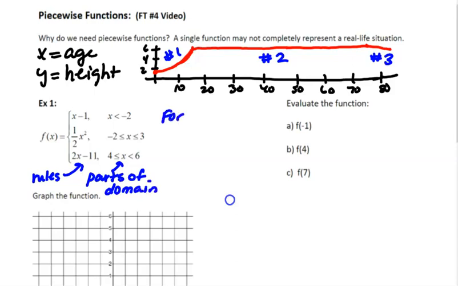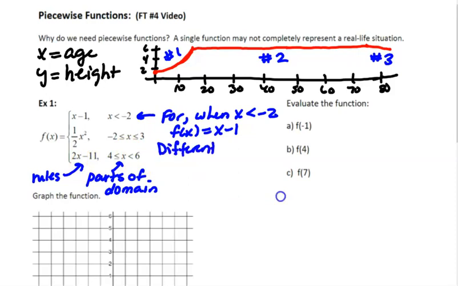So, for example, if we look at the first line, when x is less than -2, f of x is equal to x minus 1. So for any values where x is less than -2, I will use the rule x minus 1 to find the y value. But when x is from -2 to 3, then I'm going to use this rule, 1/2 x squared. And when x is from 4 to 6, I'll use 2x minus 11. So we have different function rules for different parts of the domain.